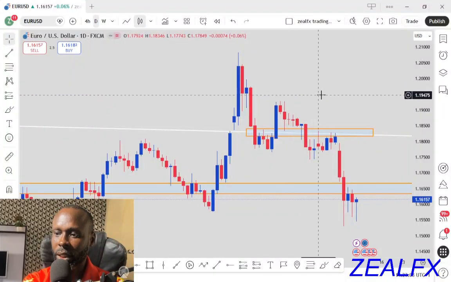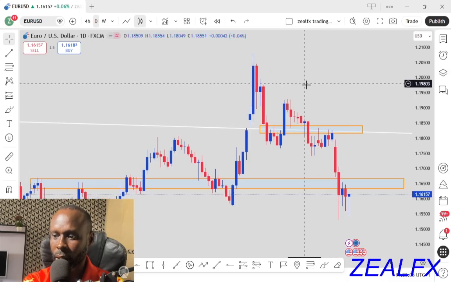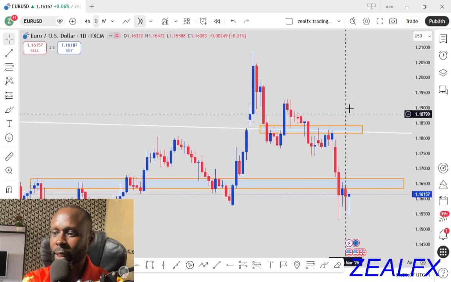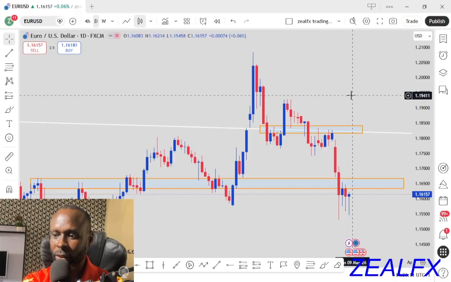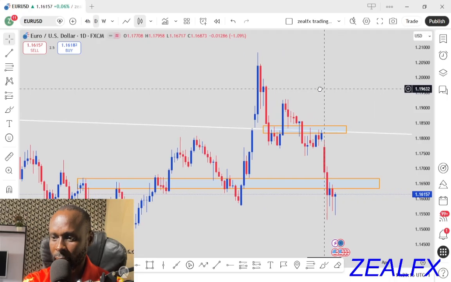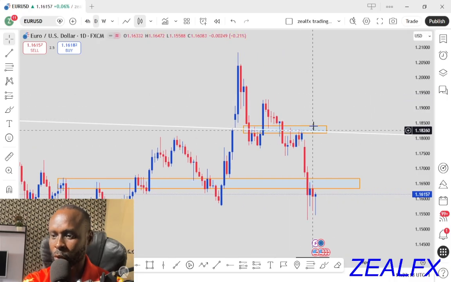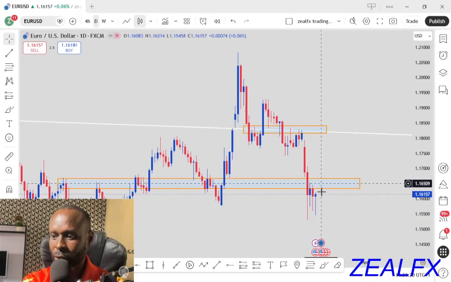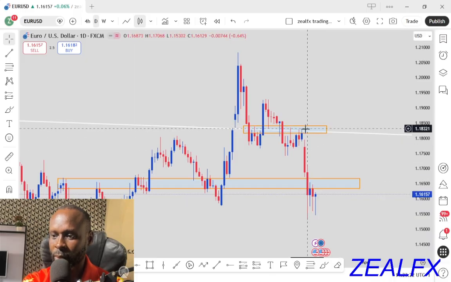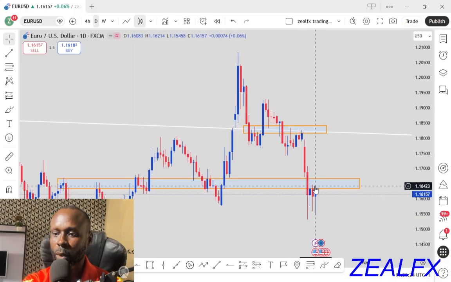Let's start the analysis with the Euro USD. Euro USD on my daily chart still remains on a bearish trend. We have a downtrend structure on Euro USD. Last week I said I expect price to drop from this zone to this next support level. You can see that price really dropped from this level to this next support level. So what do we expect this week on Euro USD?